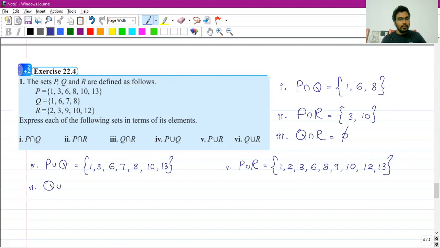Next, Q union R. From these two sets, we can take all the elements: 1, 2, 3, 6, 7, 8, 9, 10 and 12. You can see 1, 6, 7, 8 are in this one, and 2, 3, 9, 10, 12 are in this set. So yes, this is correct. So you can correct your answers.